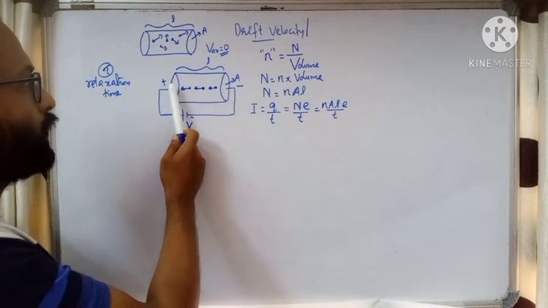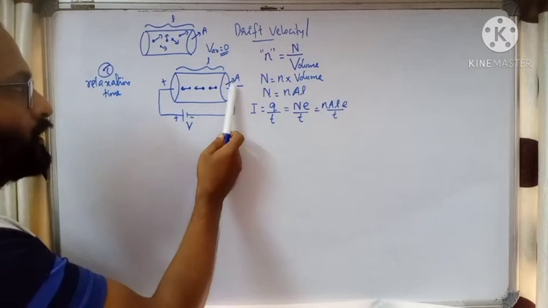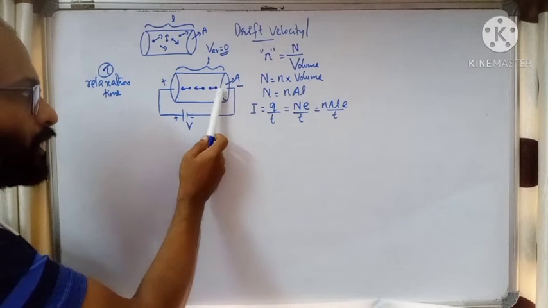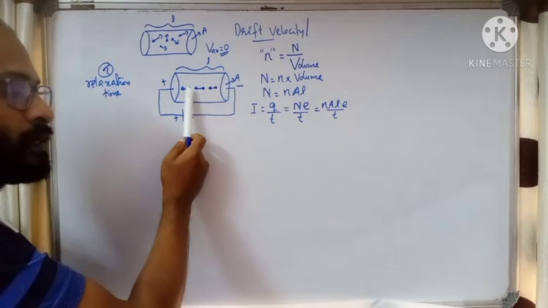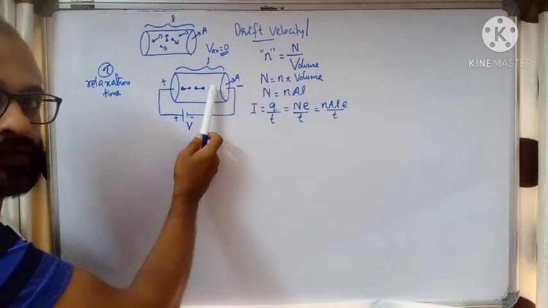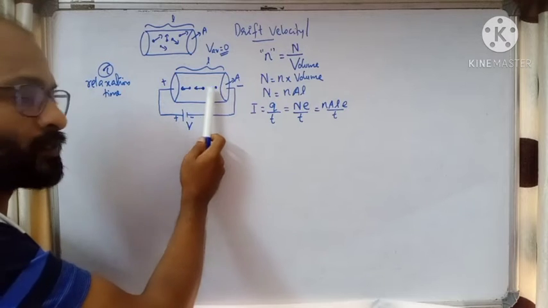Now what happens when we apply a potential difference? Here we apply negative potential at this side and positive potential at the other side. These electrons are repelled by the negative potential. This electron experiences a repulsive force. Due to the repulsive force, the electrons will gain acceleration. Their velocity will increase. They accelerate.